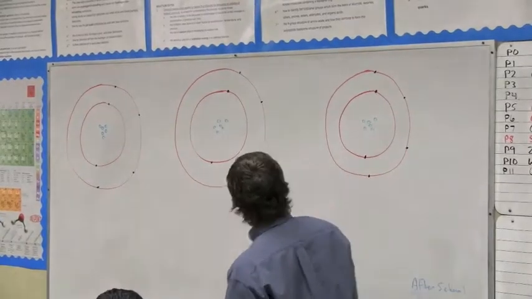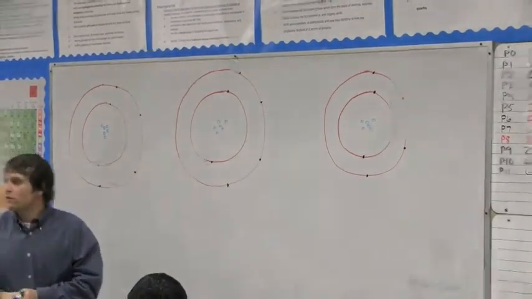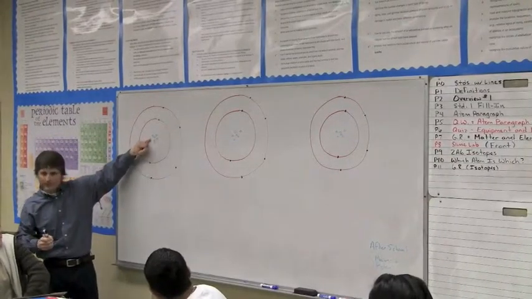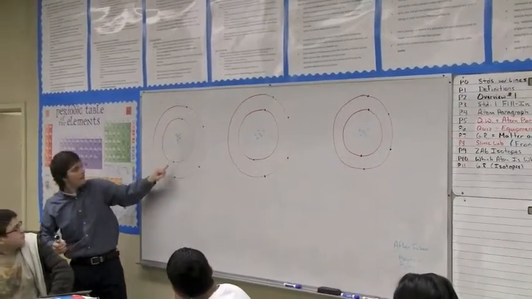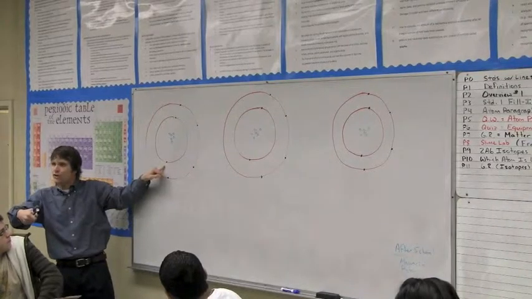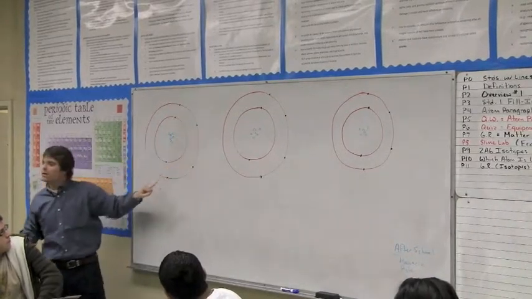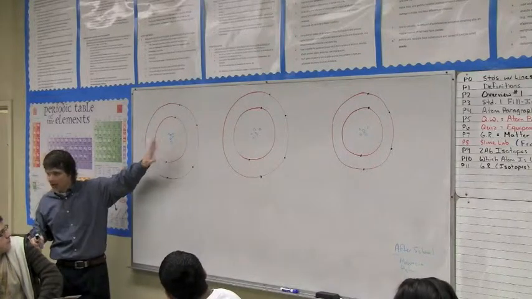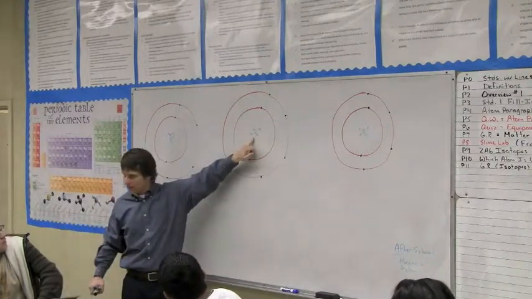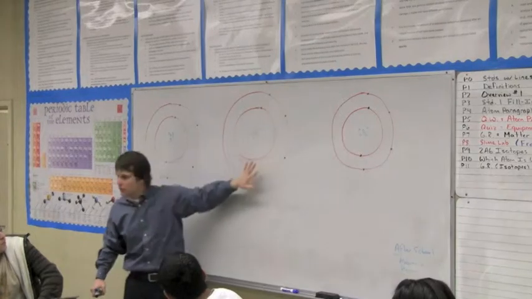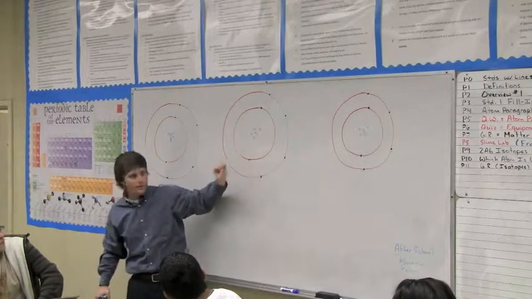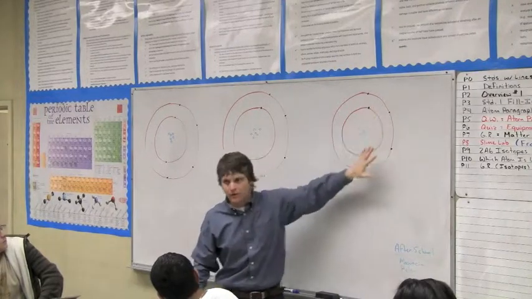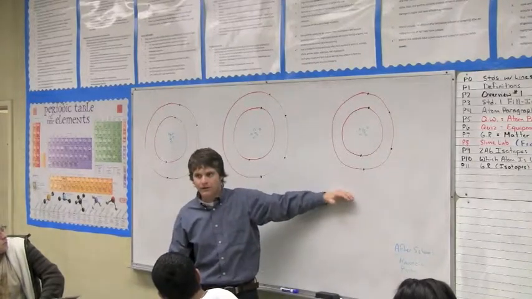Here's the third atom. What I want you to know is this atom has 6 protons in the nucleus and 6 electrons arranged outside the nucleus. The reason we say it's arranged is because there's different energy levels those electrons are at. This one has 6 protons in the nucleus and 6 electrons arranged outside the nucleus. This one has 6 protons in the nucleus and 6 electrons arranged outside the nucleus.